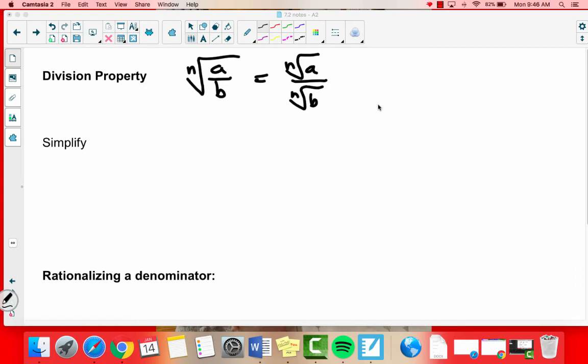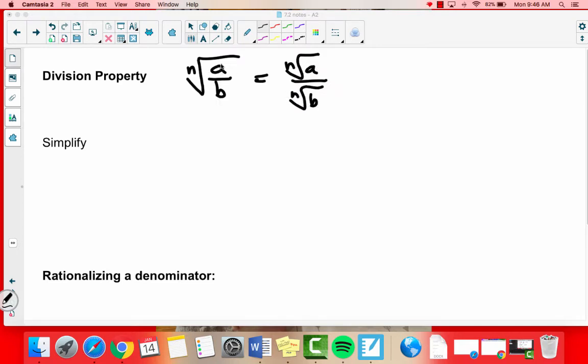The division property of radicals says that you can take a radical that has a fraction in it, or division, and you can split it up into two separate parts in a fraction. So I've got this written here in the generic terms. So the nth root of a over b is the same as the nth root of a over the nth root of b.